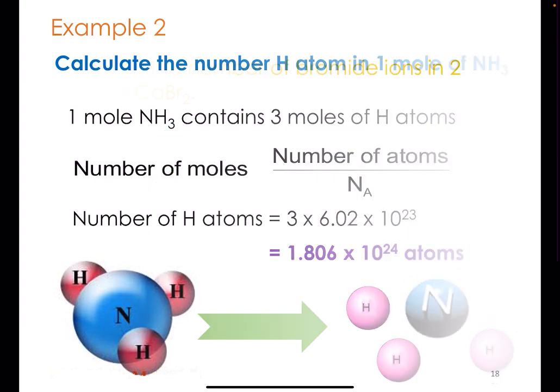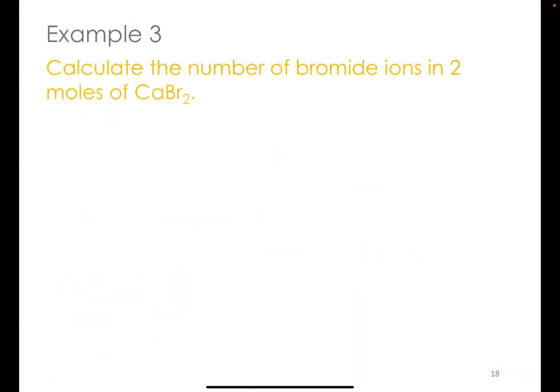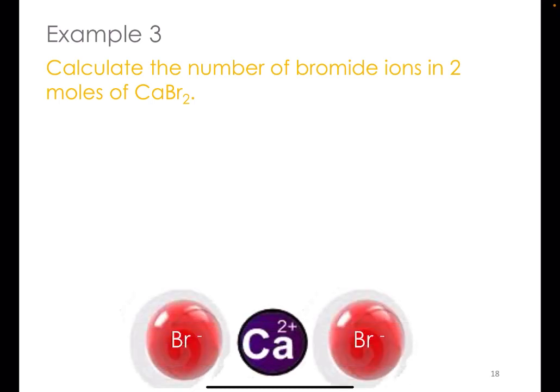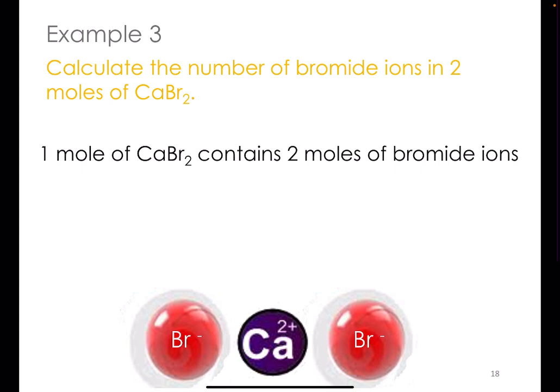Okay, next one, I give you one more example. Example 3, you have to calculate the number of bromide ions in 2 moles of CaBr2. So how to get this? Okay, kita keluarkan a few statement from the information given. For 1 mole of CaBr2, you got 2 moles of bromide ions. So, you got 2 moles of bromide ions from the formula Br2, which means 2 moles of bromide ion.